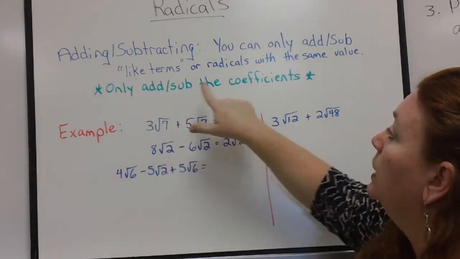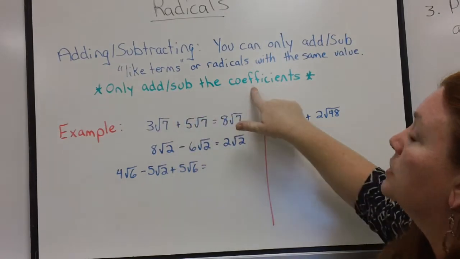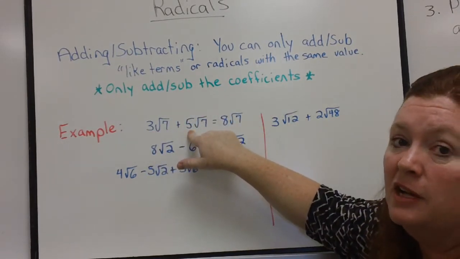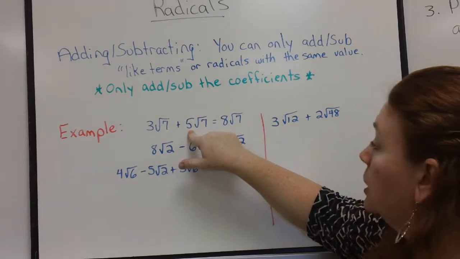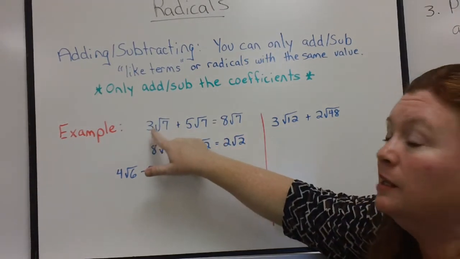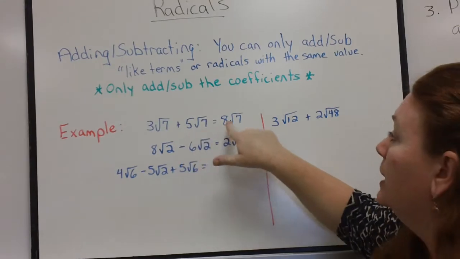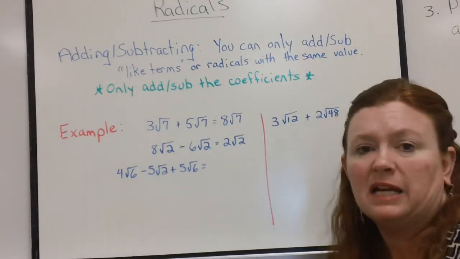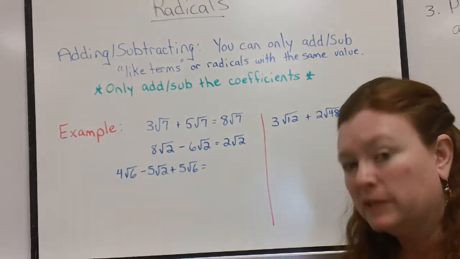To add them, I'm only going to add or subtract the coefficients. So the 3 and the 5 get added together. The 7 does not change. So 3 square roots of 7 plus 5 square roots of 7 gives me 8 square roots of 7. Just like variables, 3x plus 5x equals 8x.